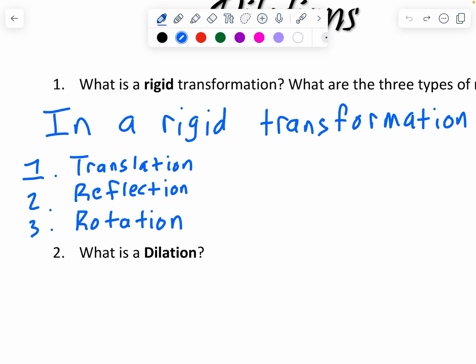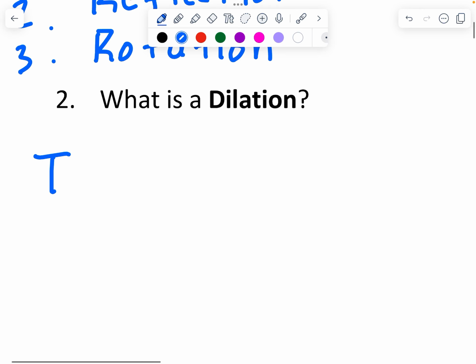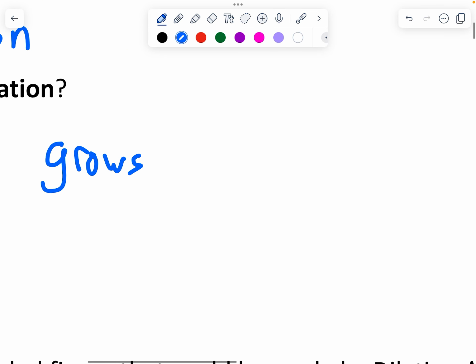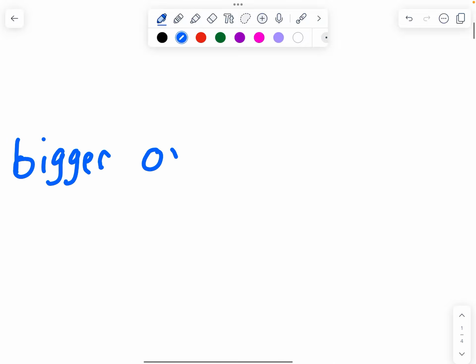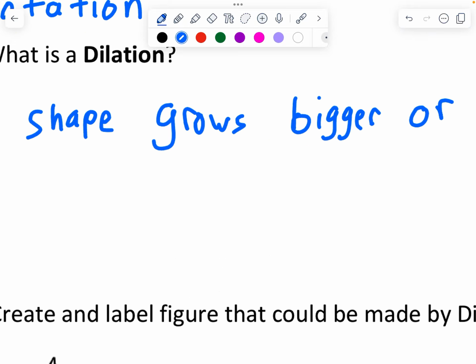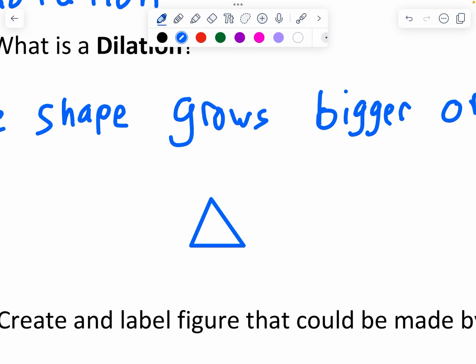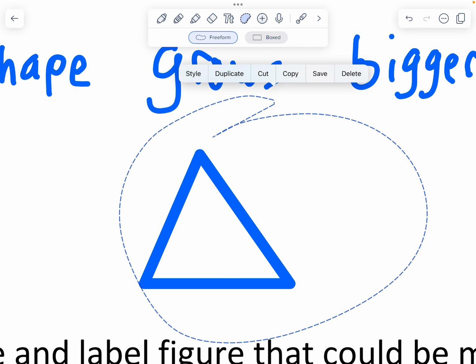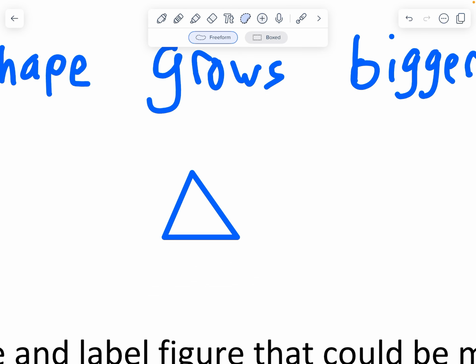that's a dilation. Okay. So in a dilation, the shape grows bigger or smaller. So you might have heard of the word dilate before, like your pupils dilate, right? And so a dilation, you have a shape and you dilate it. So there we just made it bigger. That would be a dilation, or you could shrink it and make it smaller. Okay, that would also be a dilation.